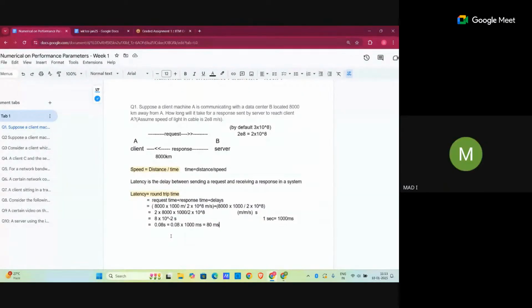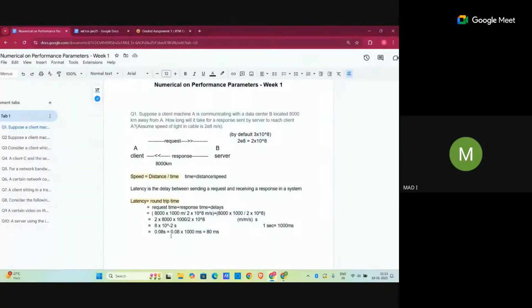Ma'am, latency and round trip time are the same? Yeah, they are the same. Latency is the delay between sending a request and receiving a response. So first the request will go, then we will receive the response. So this is one request-response cycle. That's why we call it round trip time.